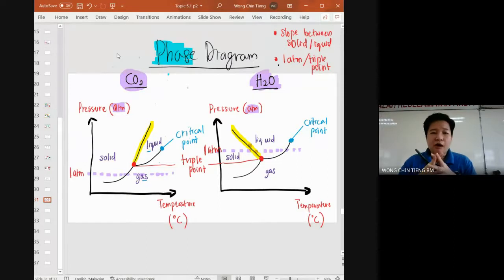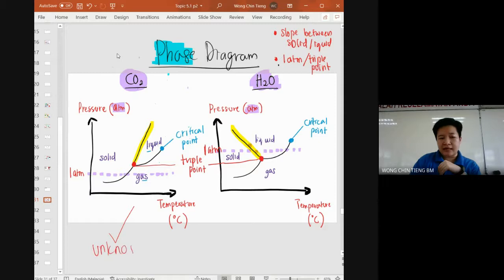If the question comes out as a compound unknown, compound X, compound Y, yang pasti macam ni lah. Dia tak bagi tahu dia air atau carbon dioxide. Okay? 99.9999% we will follow this. Any unknown, kita akan ikut carbon dioxide.